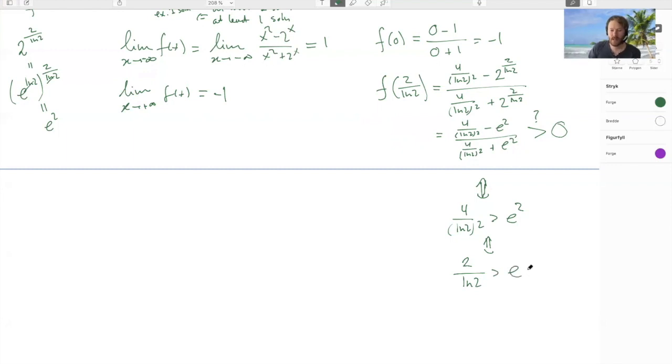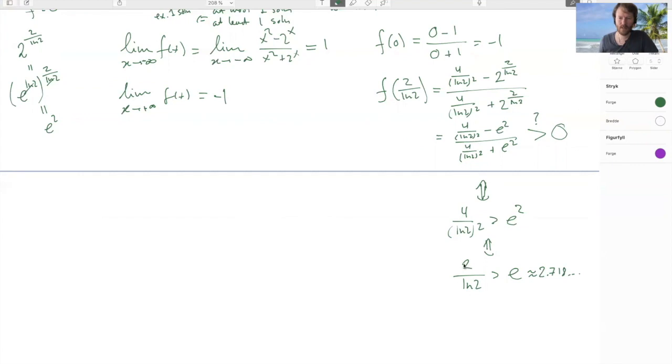And of course, this thing here is 2.718, something like this. And what is this? Well, if we use a calculator, we'll see that this is 2.88 something. So yes, this is bigger than this, not by much. And later in the course, this is something we can do by hand by using Taylor polynomials to figure out that this inequality here holds. But right now, let's just accept using some type of calculator.